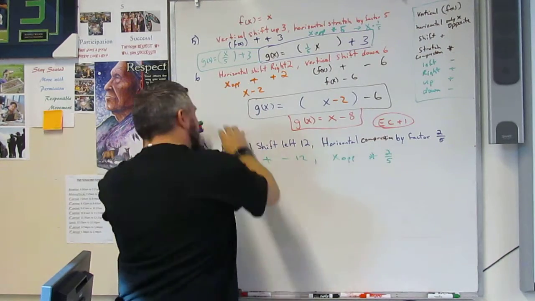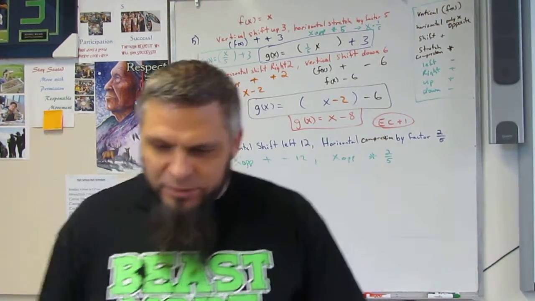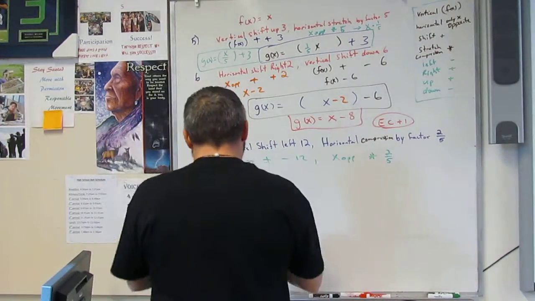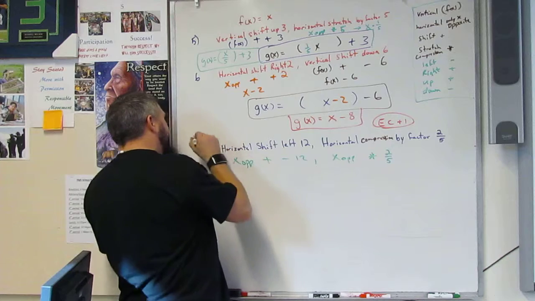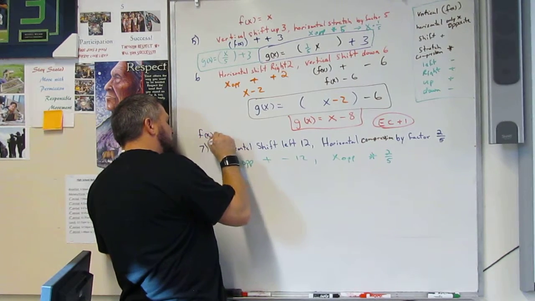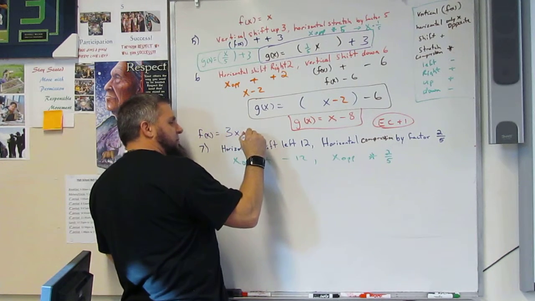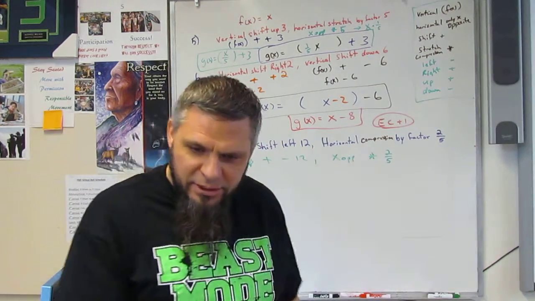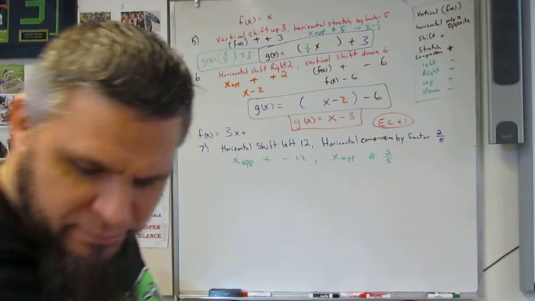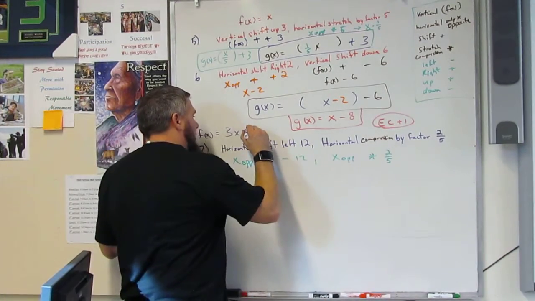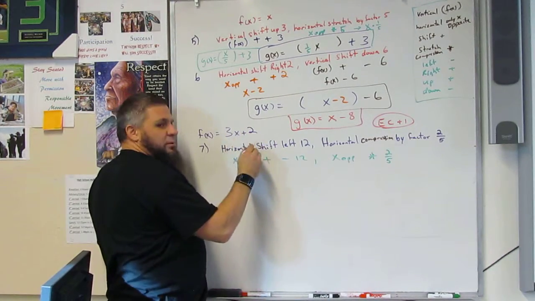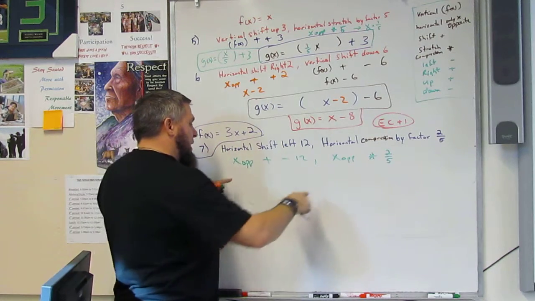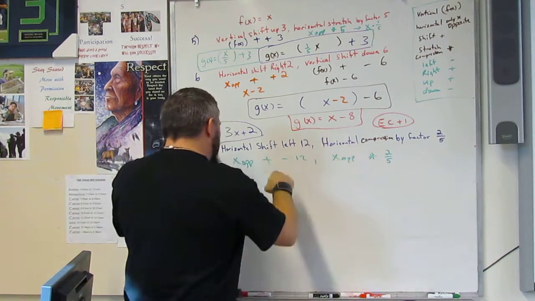Now, unfortunately, I didn't write what function we're starting with on that one. We actually are given a different function. F of x is equal to 3x plus 2. So we're given f of x is equal to 3x plus 2. Is that right? Guys? Anybody? What is it? 3x plus 2. So we're starting with this function with number 7. So we got to adjust this. But first let's translate.